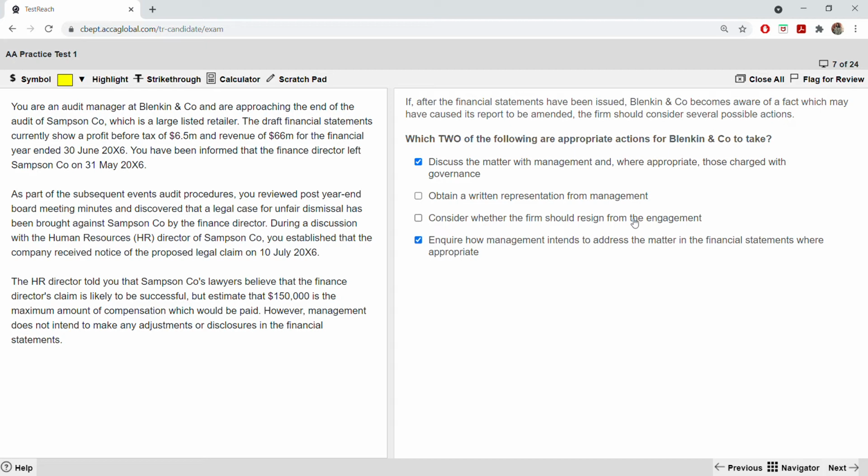But most appropriate means all this could be an action, they could take, but the question says appropriate action. Which will be the most appropriate? You discuss the matter with management and you inquire how they intend to address this matter. These are the more appropriate measures, because these are the first steps which an auditor should take. They have to discuss with the management according to ISA 560. Next.